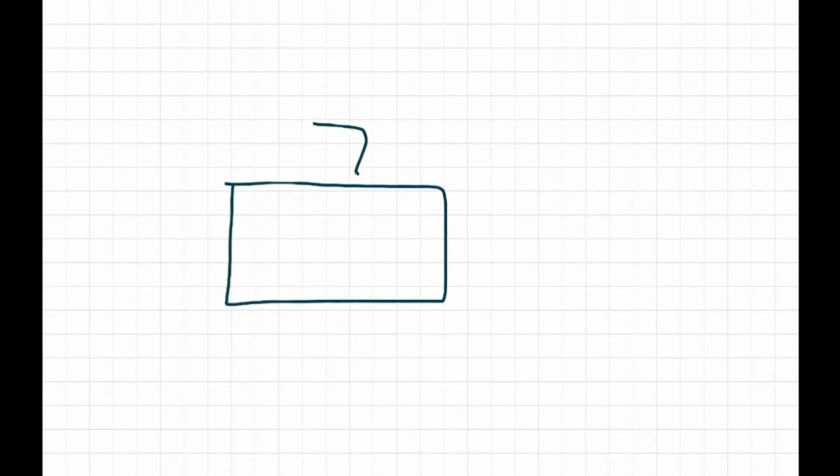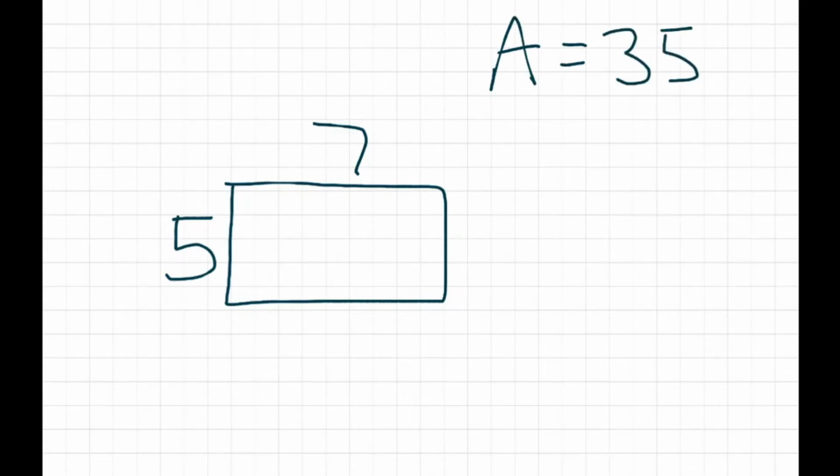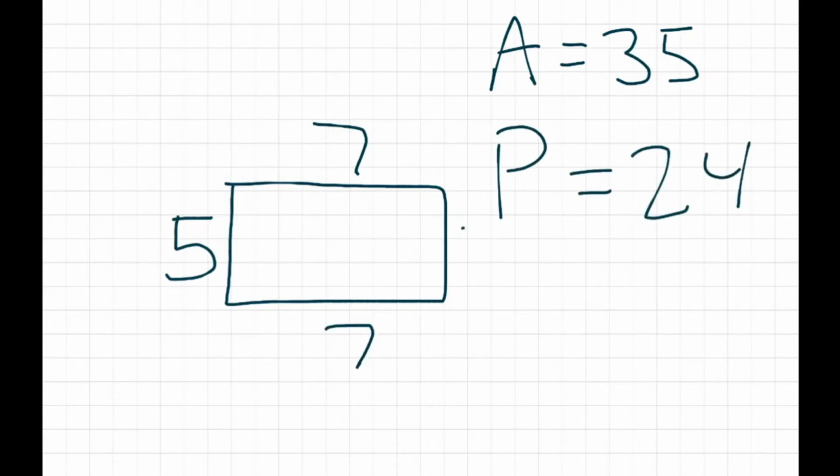Now for rectangles, say we have a length of 7 and a width of 5. For the area, we can multiply 7 times 5, and we get area is equal to 35. And then for the perimeter, we can add 7 plus 5 plus 7 plus 5, and 7 plus 5 is 12, and then we get perimeter is equal to 24, because I add up all the sides.